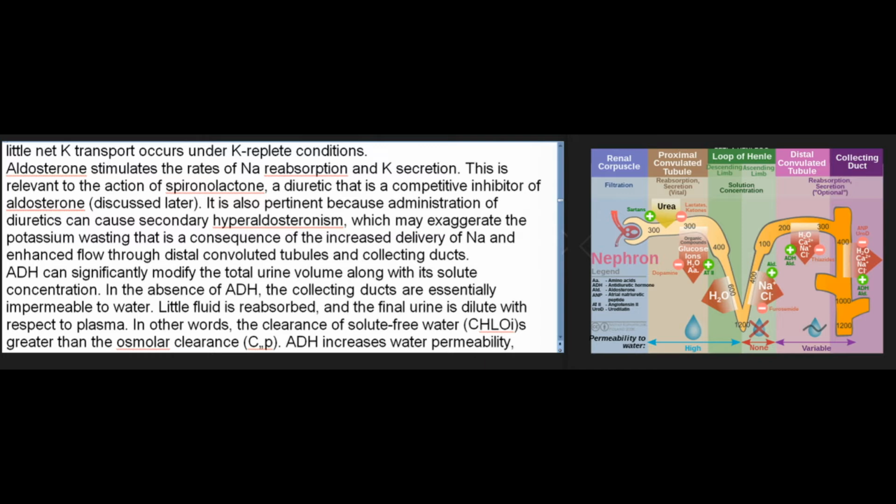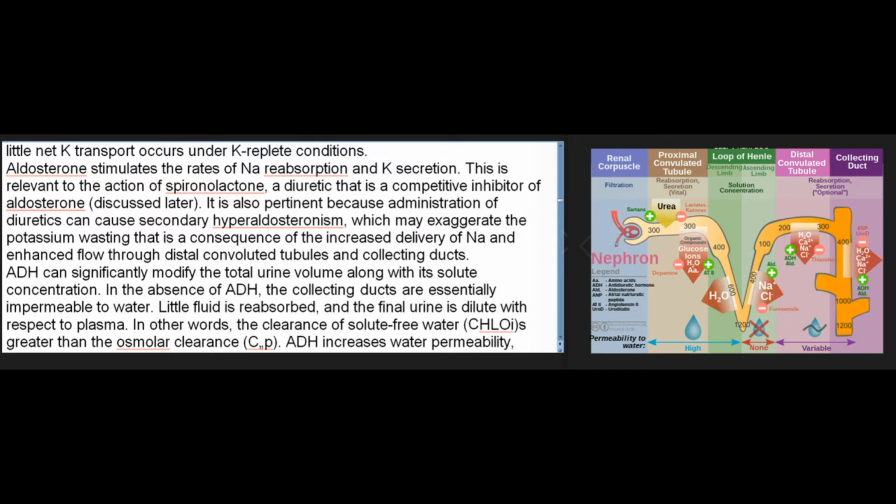It is also pertinent because administration of diuretics can cause secondary hyperaldosteronism, which may exaggerate the potassium wasting that is a consequence of the increased delivery of Na and enhanced flow through distal convoluted tubules and collecting ducts. ADH can significantly modify the total urine volume along with its solute concentration. In the absence of ADH, the collecting ducts are essentially impermeable to water. Little fluid is reabsorbed, and the final urine is dilute with respect to plasma. In other words, the clearance of solute-free water, CH2O, is greater than the osmolar clearance, Cosm.